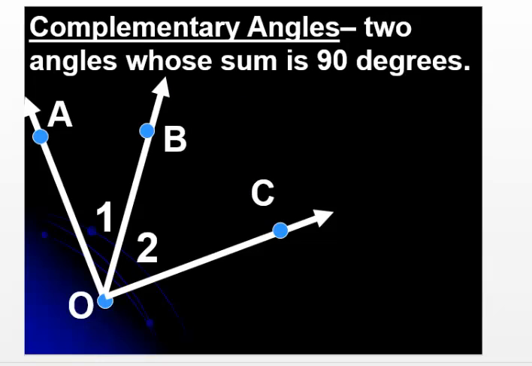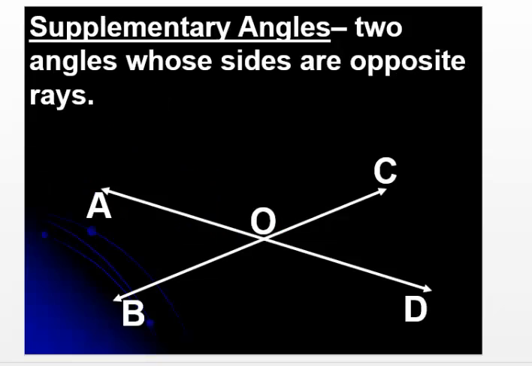Complementary angles are two angles whose sum is 90 degrees. So for example, if I tell you that these are complementary angles, that would mean if this one is 30, then this one is 60. Or if this one was 20, then this one is 70. So they always add up to 90 degrees.